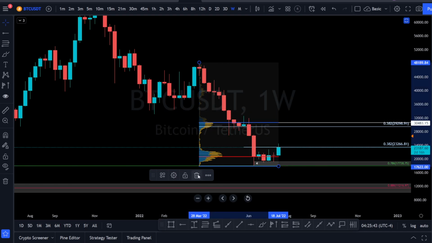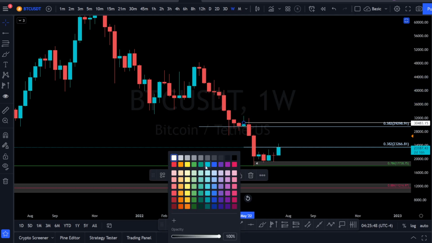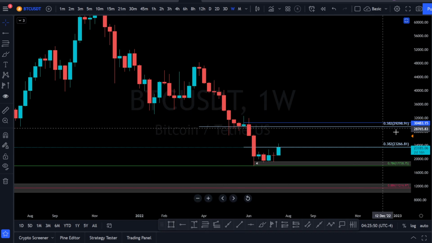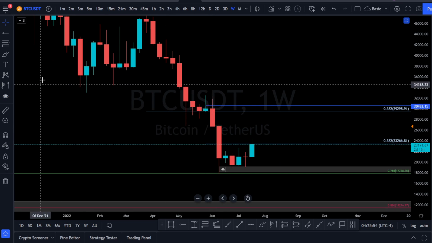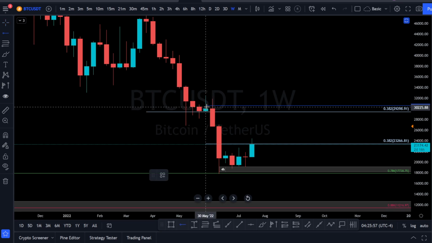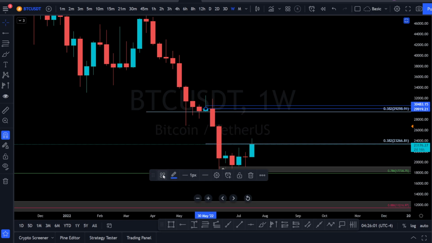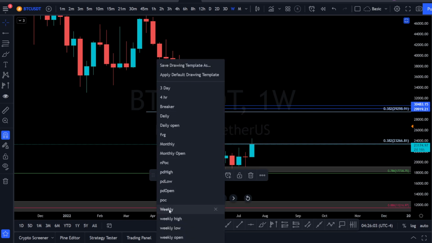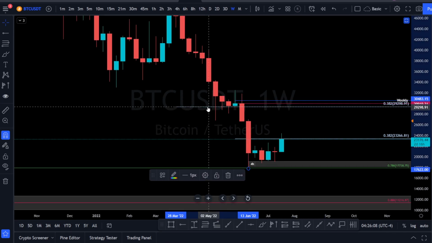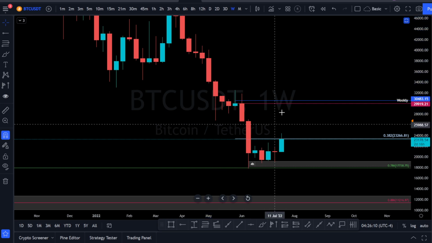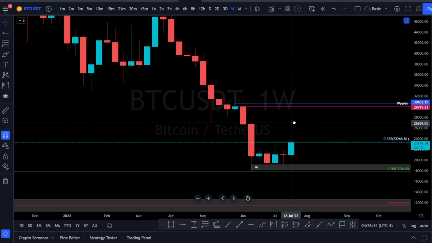So we can remove this. What we'll do is we just want to find areas of confluence. We'll turn that blue. We also have a weekly untapped level right here, which gives us a little more added confluence. We can remove this 382 fib, as we know that's there. So we're starting to build a little bit of confluence here.